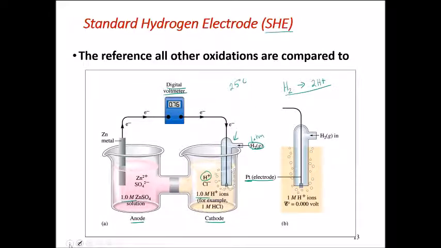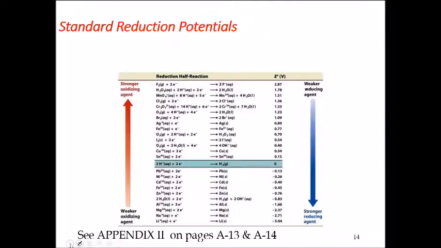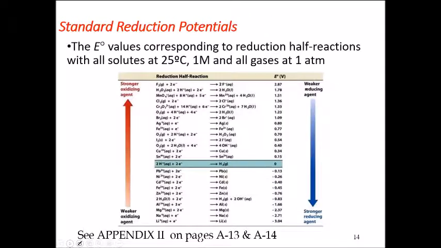And the standard reduction potentials look like this. You see them in a table format, and in the textbook, they are in the appendix, part 2. You can find them there. And this should say reducing, it's cut off a little bit, but from the weaker reducing agent to the stronger reducing agent, the stronger oxidizing agent to the weaker. Yes, it's in appendix 2, A13, A14 if you want to look at them.